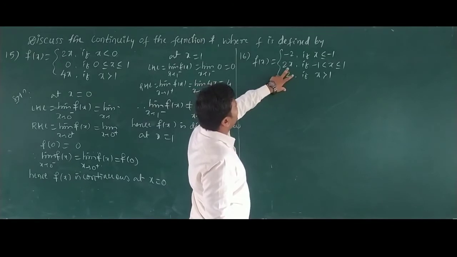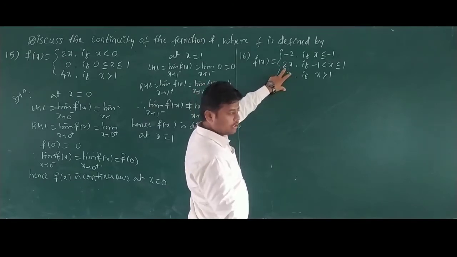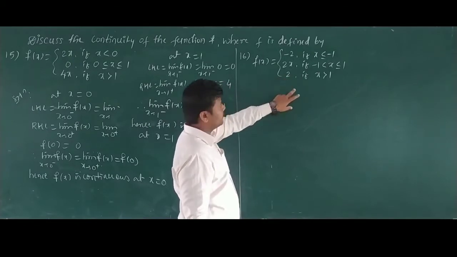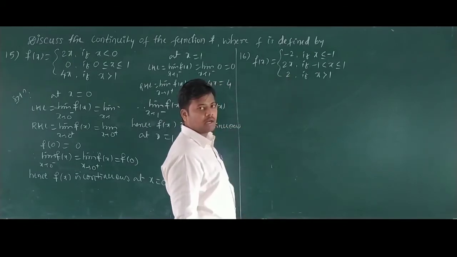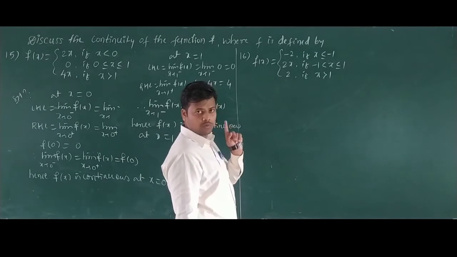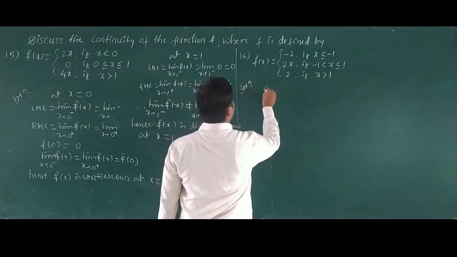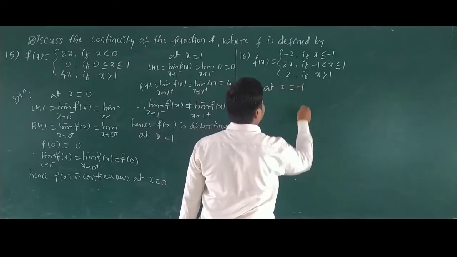For x less than 1, 2x is a polynomial function, continuous. For x greater than 1, 2 is a constant function, continuous. So we have to check the continuity of this function at the points x equal to minus 1 and x equal to 1. Let's check one by one. Solution: at x equal to minus 1, let's check.